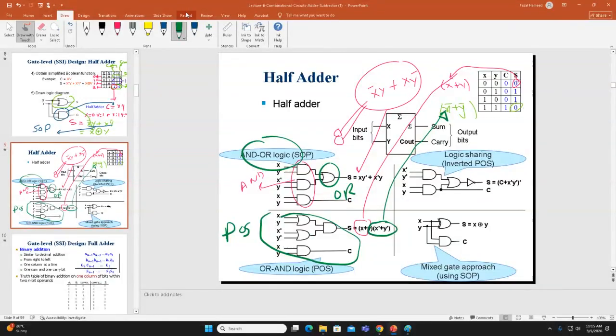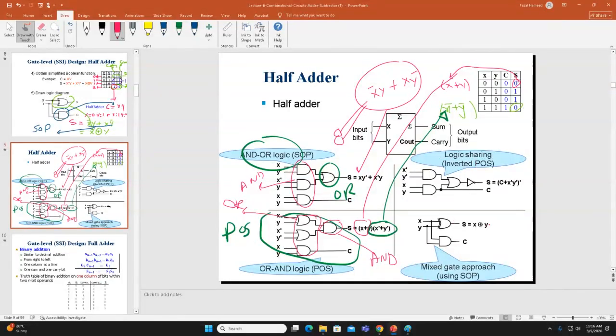Okay, and in the POS implementation, can you see here the first level? Which logic is the first level? First level is OR logic, and the second level is what? AND logic. And can you see here now we also do this thing. So this is called the logic sharing approach. We call this inverted POS.